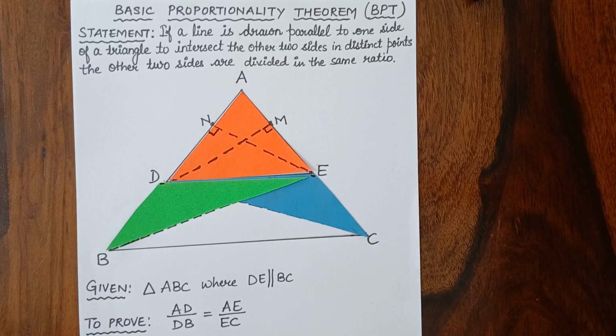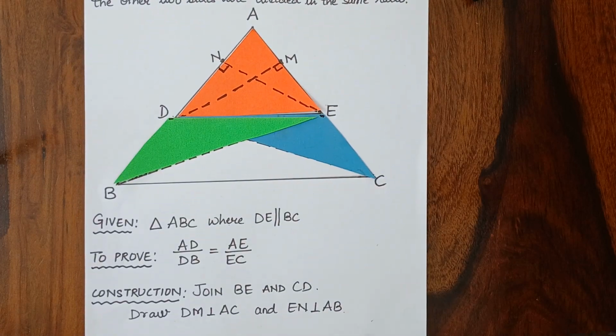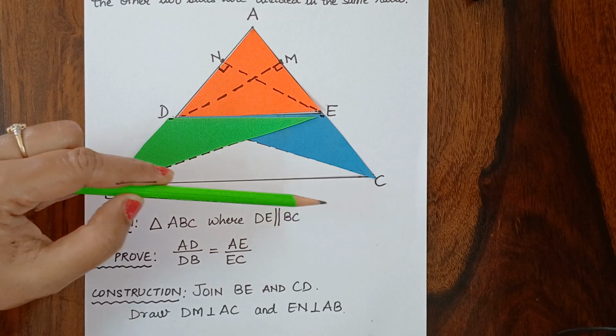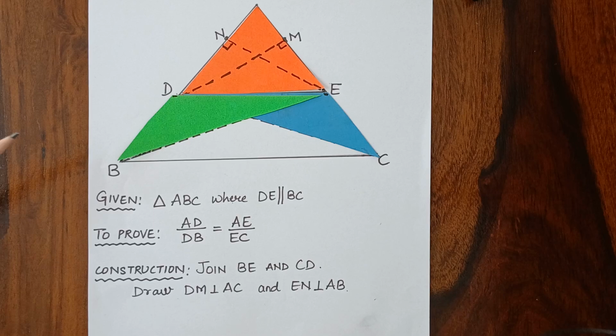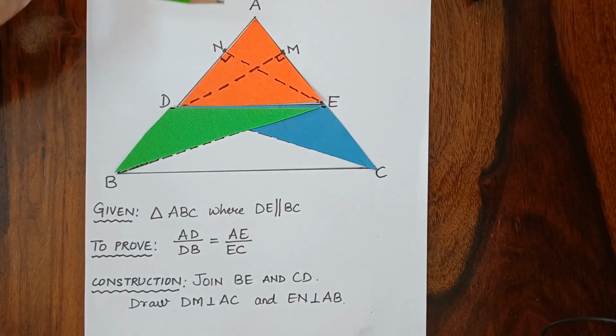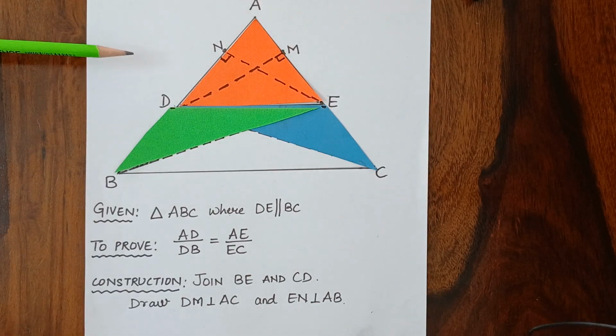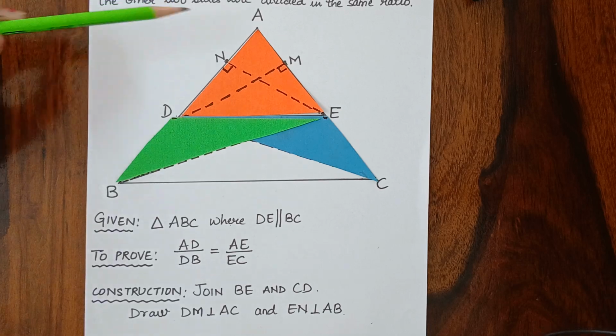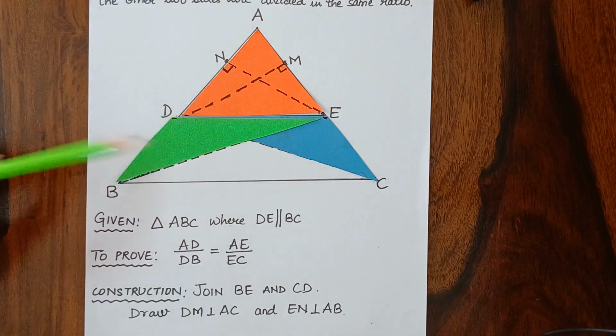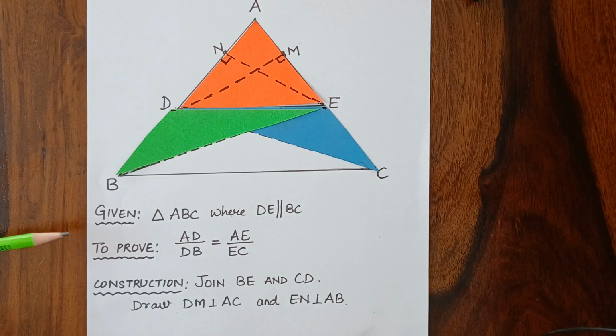So what is given to us? Given a triangle ABC in which a line is drawn parallel to one side of the triangle. So DE is drawn parallel to BC. And what I need to prove? I need to prove that the other two sides are divided in the same ratio. That is AD by DB is equal to AE by EC. This I need to prove.